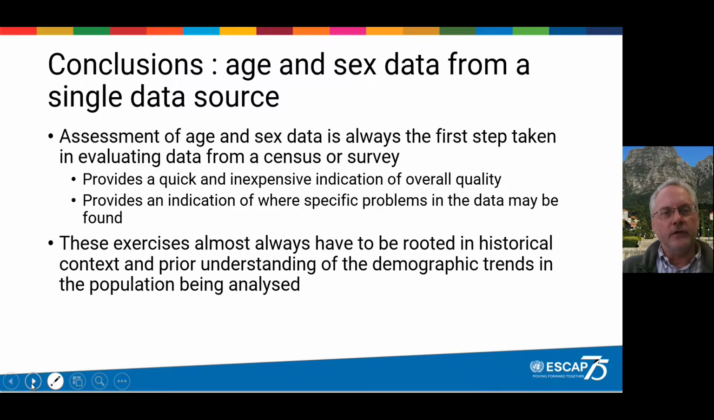So to conclude, in terms of the evaluation of age and sex data from a single data source, this step is always the very first one taken in evaluating data from a census or a survey. It provides a quick and inexpensive indication of the overall quality of your data and provides an indication of where specific problems in the data may be found. These exercises, however, almost always still have to be rooted in historical context of understanding, for example, patterns of labor migration in Bahrain or Nepal, and prior understanding of the demographic trends in the population being analyzed.